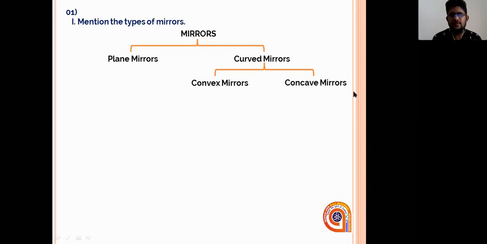So the answer for this question is plane mirrors, convex mirrors, concave mirrors. Or in another way you can write plane mirrors, curved mirrors. Curved mirrors, there are two types, convex mirrors and concave mirrors. So how to draw the diagrams of them?